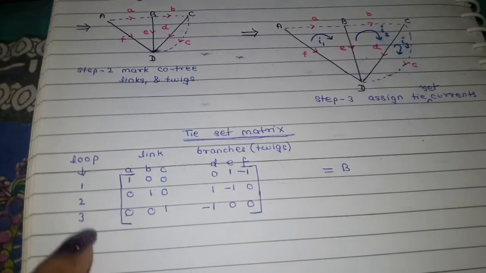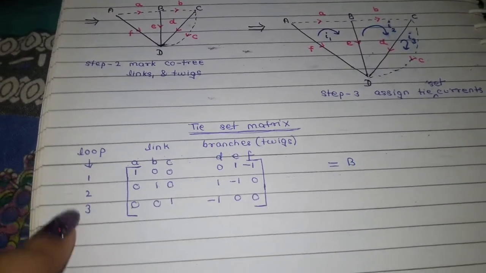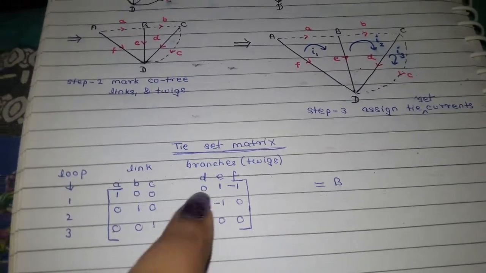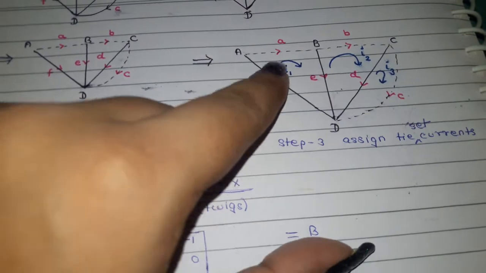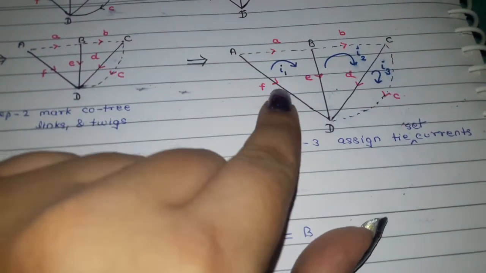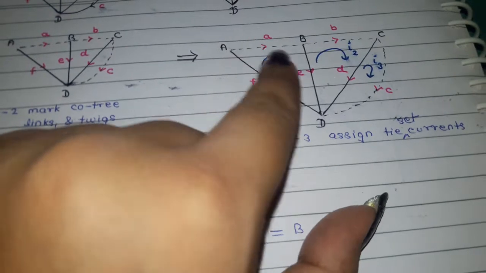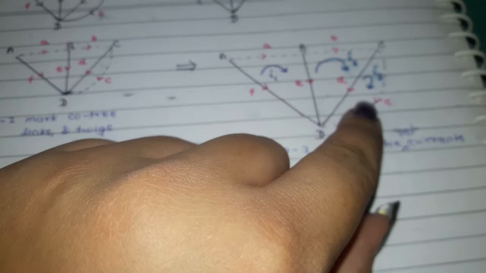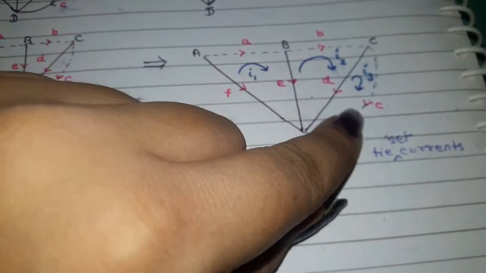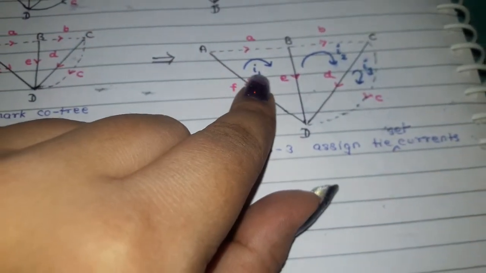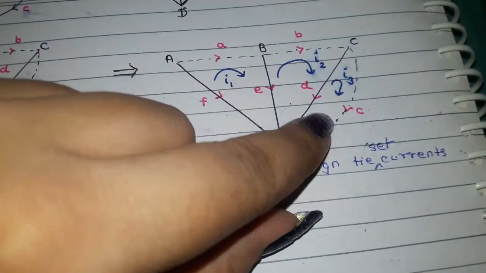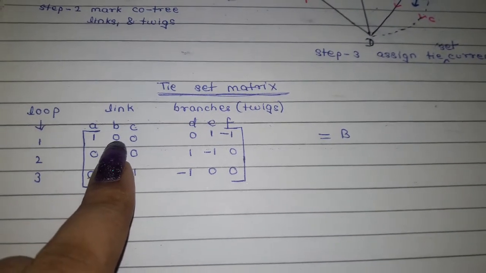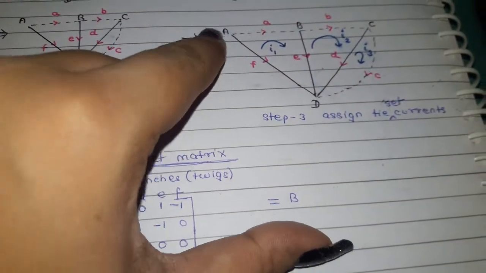So in order to make a matrix, you write the loop in this fashion, links like A, B, C, then twigs D, E, F. Now you compare the direction of current to that of the branches. Here you see that A, E and F are the only ones connected to this current. The rest should be assigned 0. B, D and C are not at all concerned with I1 in loop 1, so B, C, D are assigned 0. Same goes for all the loops.